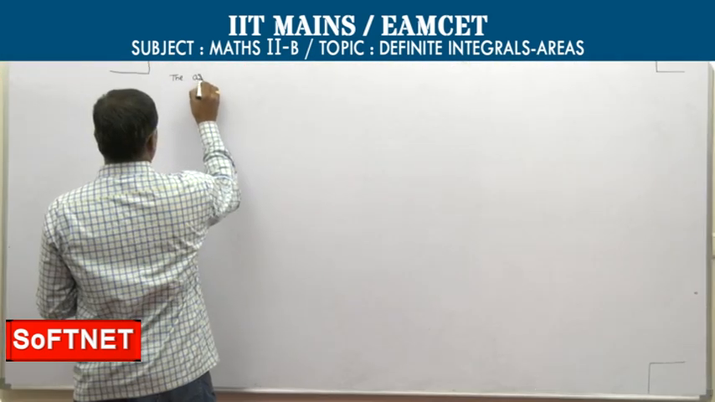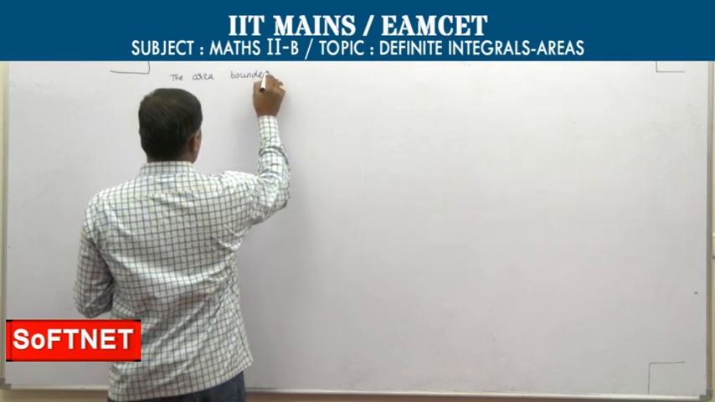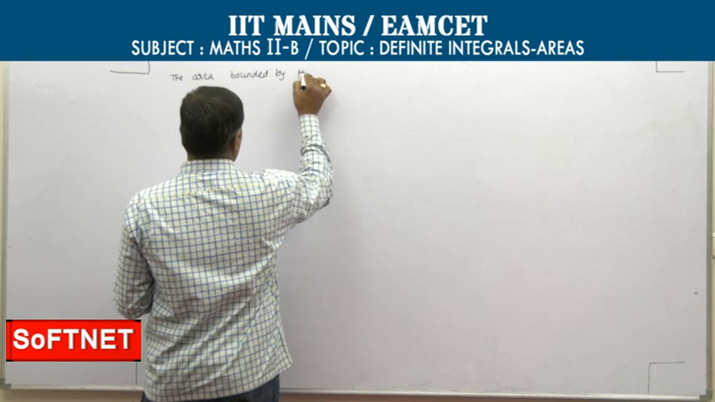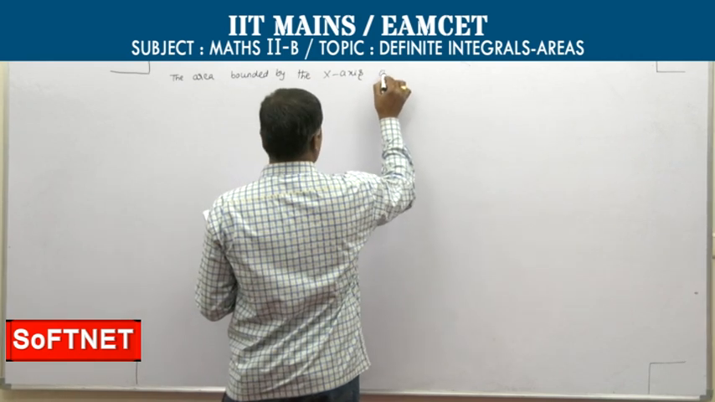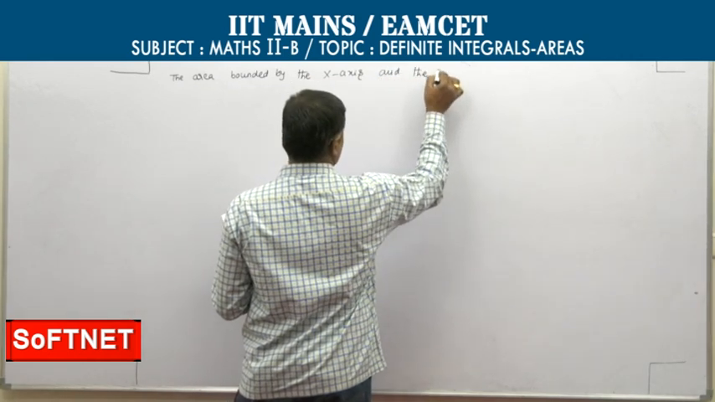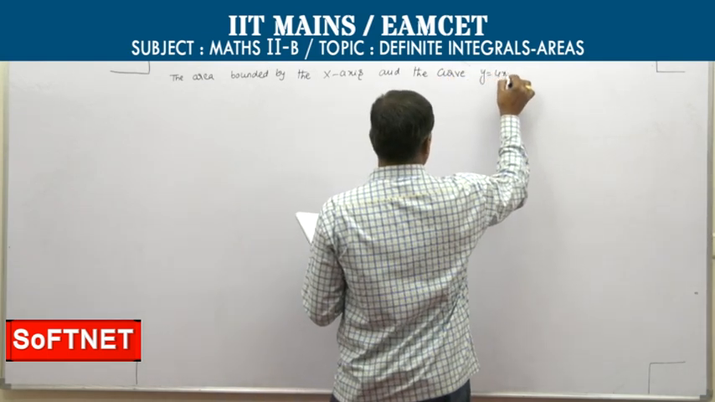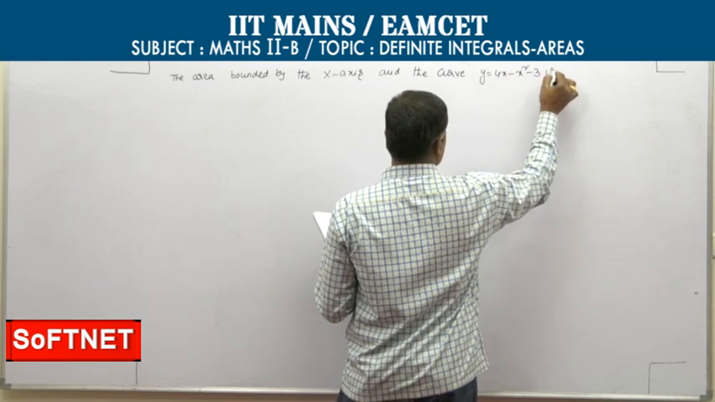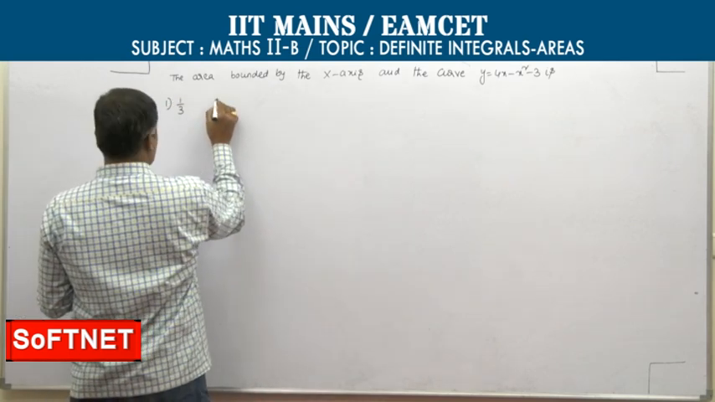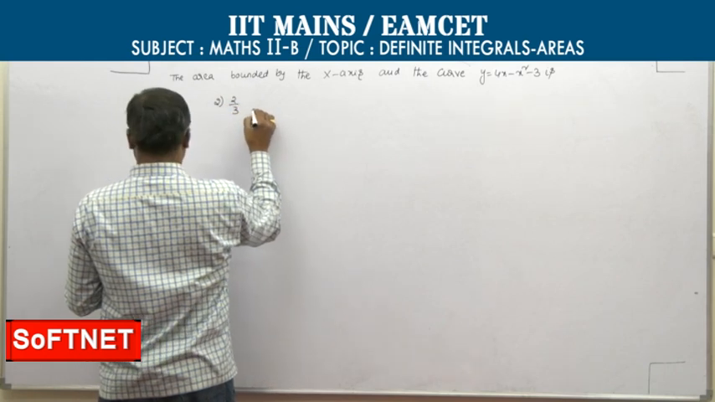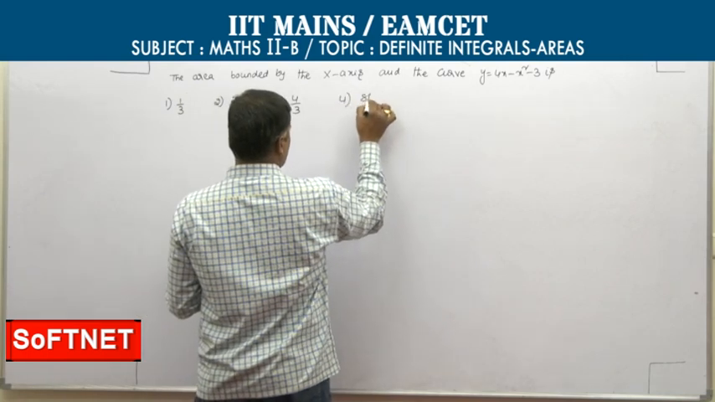The area bounded by the x-axis and the curve y is equal to 4x minus x square minus 3 is: first option 1 by 3, second option 2 by 3, third option 4 by 3, fourth option 8 by 3.